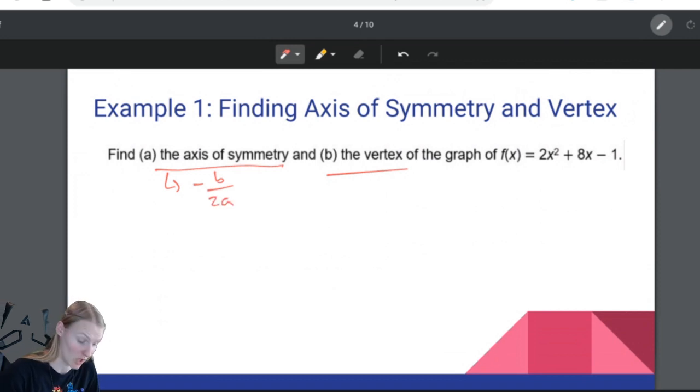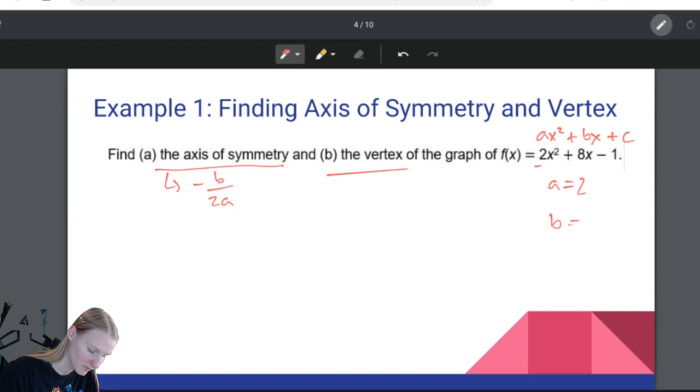Well, that's great, Mrs. Dodge. What the heck is negative b over 2a? What does that even mean? So glad you asked. Well, remember over here, we have ax squared plus bx plus c. So here, what is a? A is 2. What is b? B is 8. And what is c? C is negative 1.